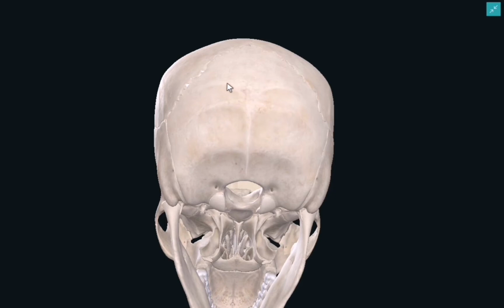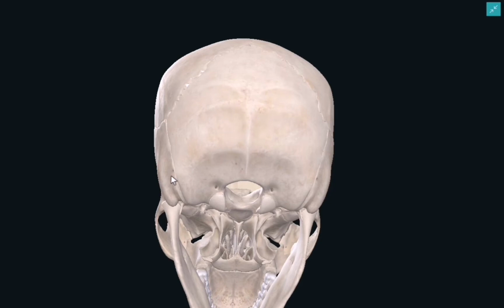The highest one is ill-defined, and it is called the highest nuchal line. The one that extends from the external occipital protuberance horizontally to reach the mastoid process is called the superior nuchal line. And this one, from the middle of the external occipital crest, lies horizontally to reach the mastoid process. It is called the inferior nuchal line. So: external occipital protuberance, external occipital crest, highest nuchal line, superior nuchal line, and inferior nuchal line.